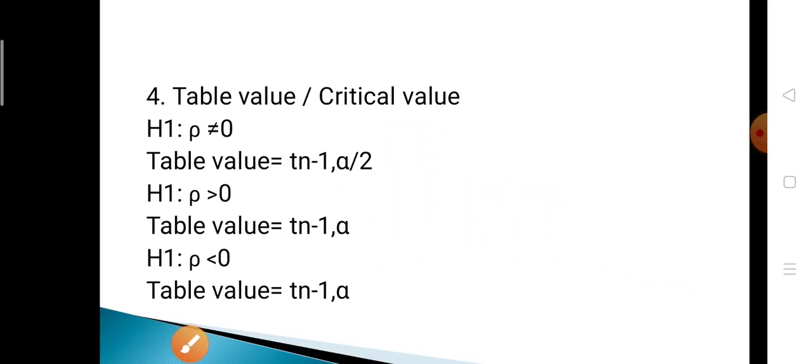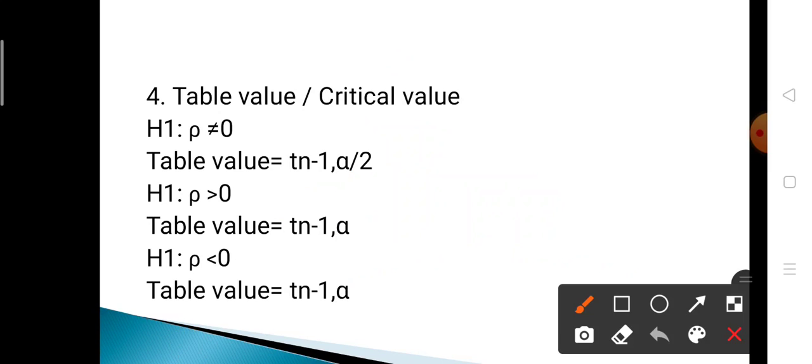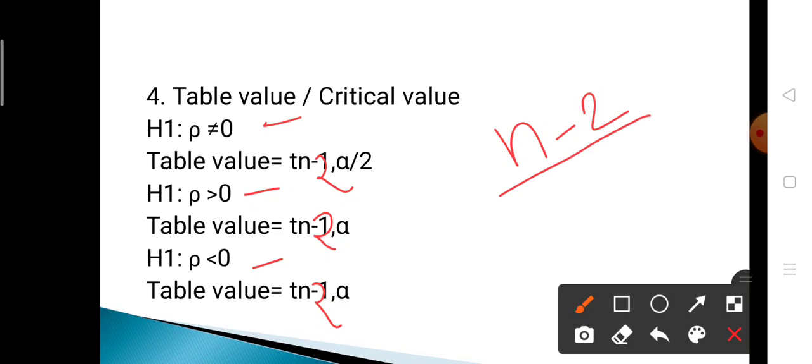Now the next step is the table value or critical value. There are three cases: two-sided, one-sided right, and one-sided left. For finding the critical value, we need the degrees of freedom and the level of significance. For the correlation test, the degrees of freedom is n minus 2, that is, the number of independent observations.